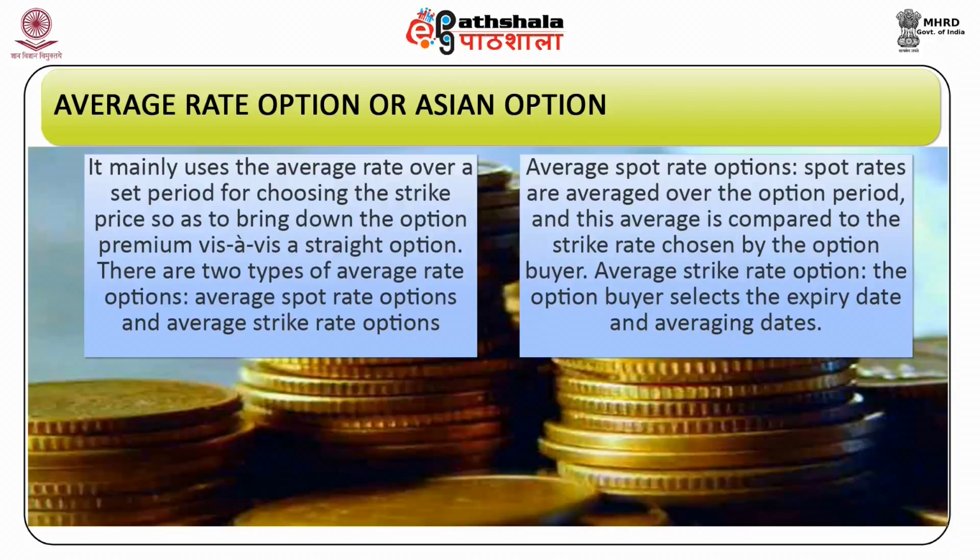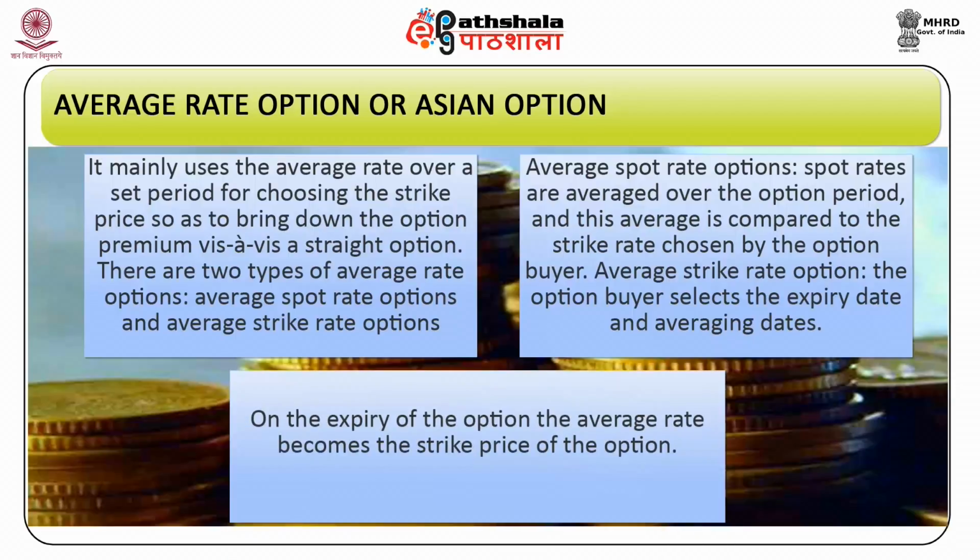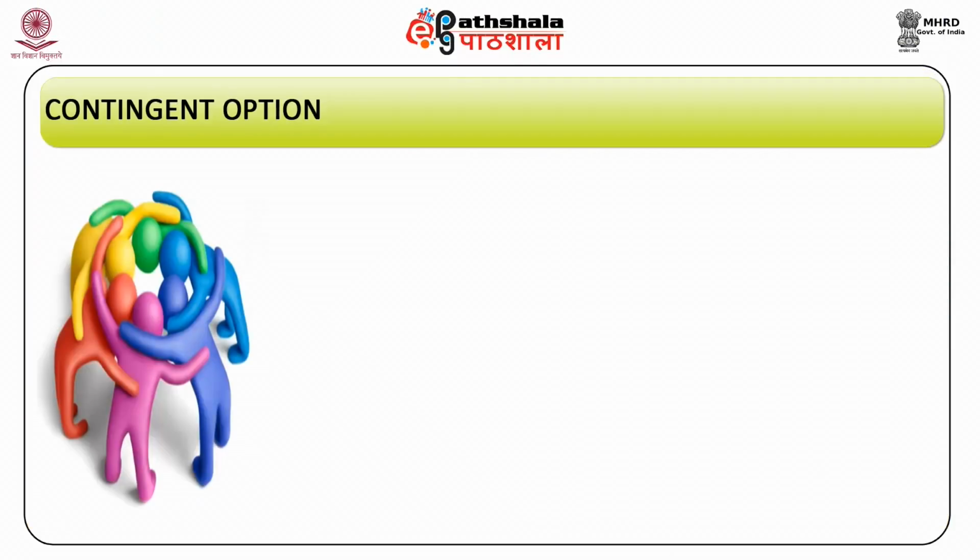Average strike rate option. The option buyer selects the expiry date and averaging dates. On the expiry of the option, the average rate becomes the strike price of the option. Average rate options are typically used by companies that have periodic payments or receivables and wish to have protection against unfavorable currency movements.